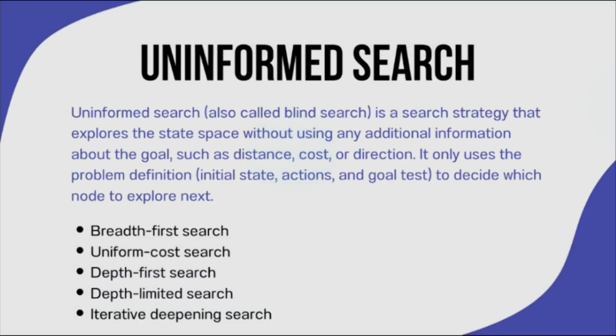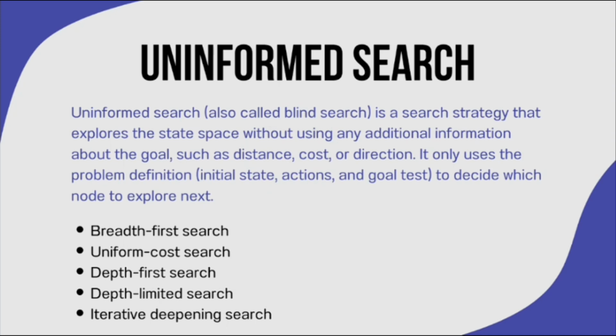Uninformed search, also known as blind search, is a search strategy in which we solve a problem without using any additional information about the goal. We don't know what the distances between nodes are, we don't know about the cost, we don't know about the directions, we only know about the problem definition. We know the initial state, what actions we can take and what goal we need to reach, and we explore our nodes and solve our problem based on this information.